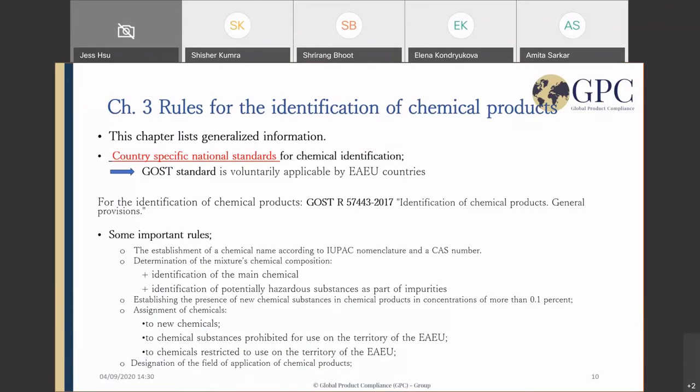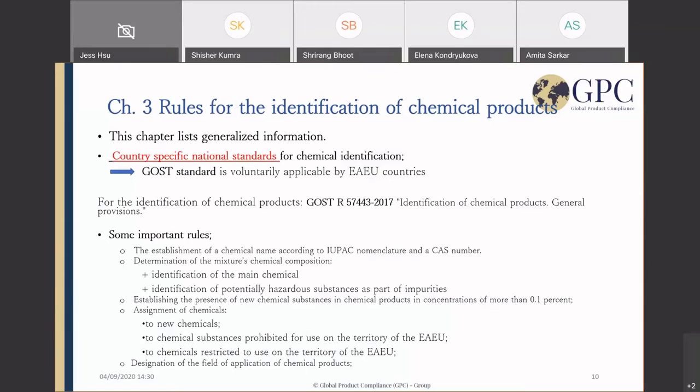However, if there is no GOST that is applicable in a certain country, for example, Kyrgyzstan, they might have their national standard. So it is important to pay attention that not all countries might have a GOST standard. For example, Russia and Belarus might have adopted a GOST standard for identification of chemical products, but Kyrgyzstan has their own national one.